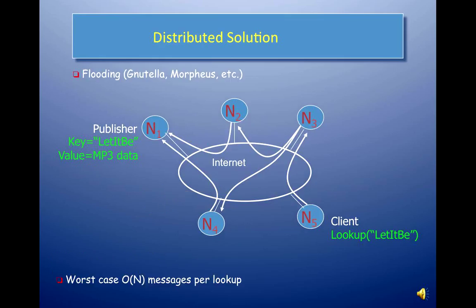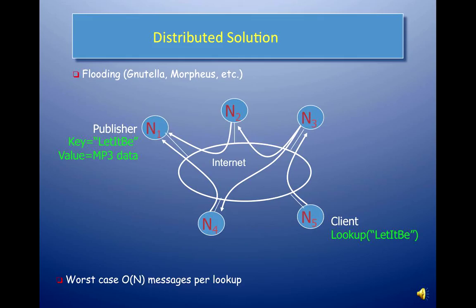There is another solution used by Gnutella and other peer-to-peer systems, which is flooding. In the flooding scenario, if N5 wants to find the file with the key "let it be", it floods this request to all the nodes in the distributed system. It makes a request to N3, N2, N4 and N1. Now N1 replies back saying, hey, I have the file with the key "let it be".